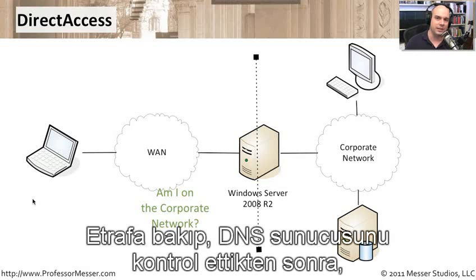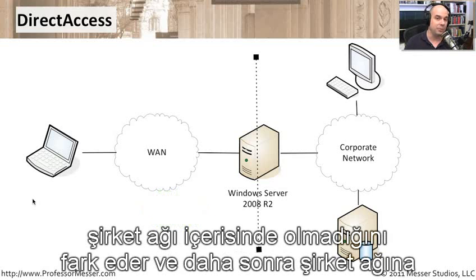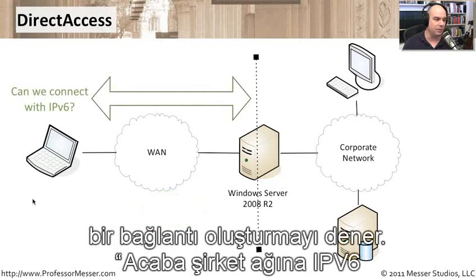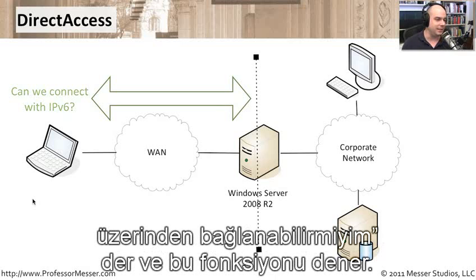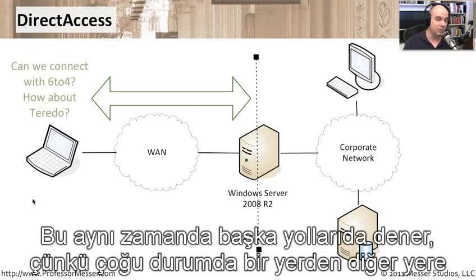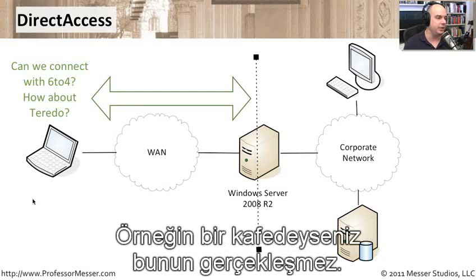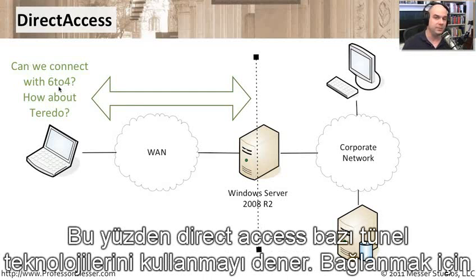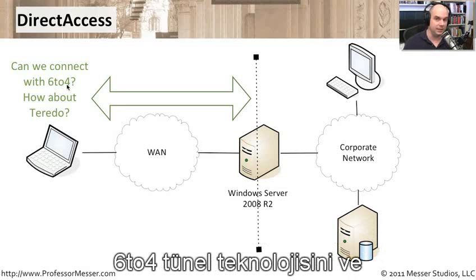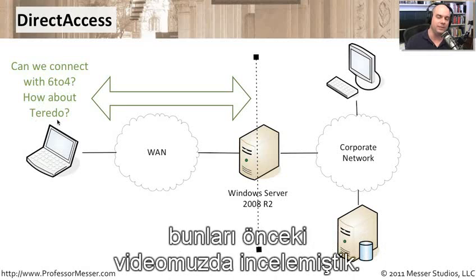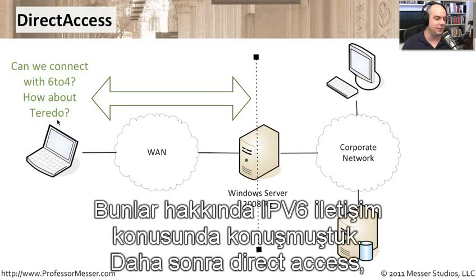And if it looks around, checks the DNS server and sees I'm not on the corporate network, then it tries to make some connections back to the corporate network over a link and says, can I connect to that corporate network over IPv6? And it tries to perform that function. That also checks to see, because in most cases you're not going to have a pure IPv6 connection site to site if you're in a coffee shop, for instance. So it tries to connect with some tunneling technologies, tries to connect with 6to4, tries to connect using Teredo. If you need more information on those, we did a previous video that talked about that IPv6 communication.